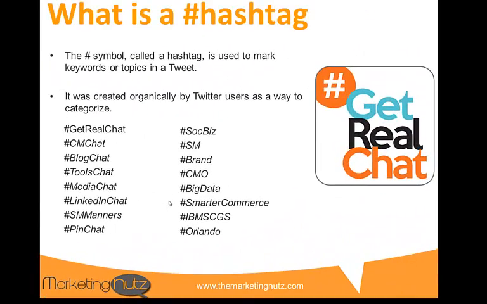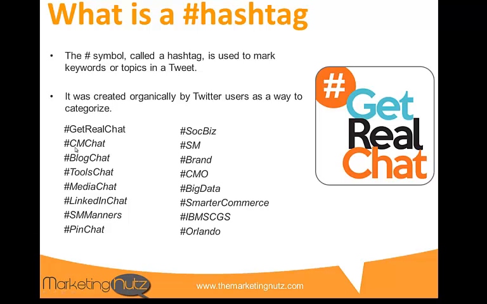First thing you need to know when tweeting in general or joining a tweet chat is what is a hashtag. Basically here is the definition we have for hashtag from Twitter. They say the pound symbol called a hashtag is used to mark keywords or topics in a tweet. It was created organically by Twitter users as a way to categorize. So it came about because people were having cool conversations and they wanted to be able to keep track of them.